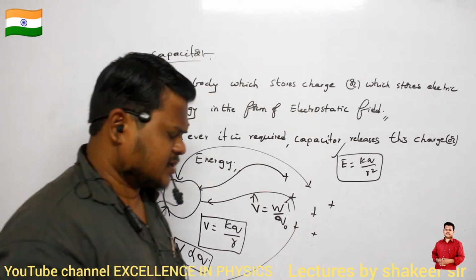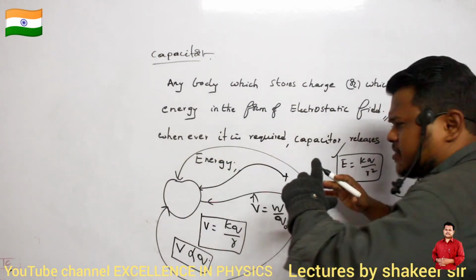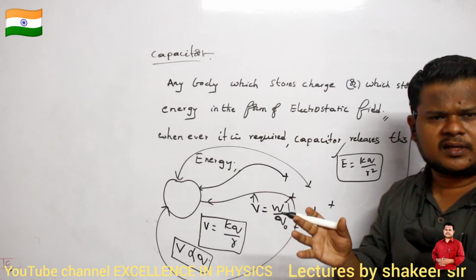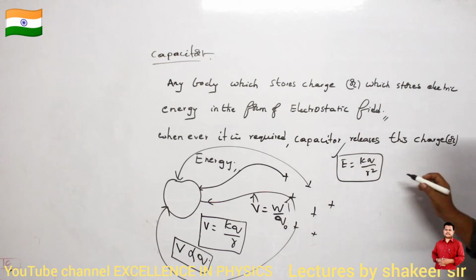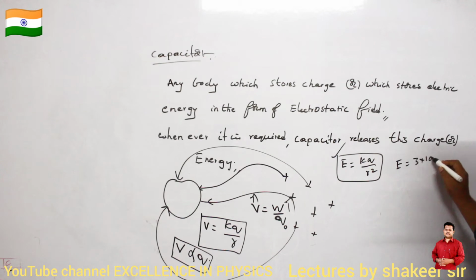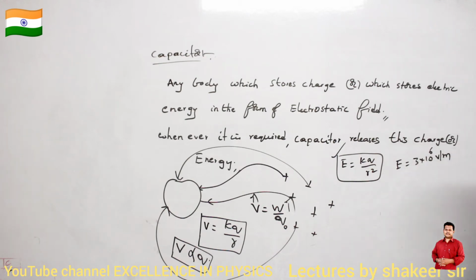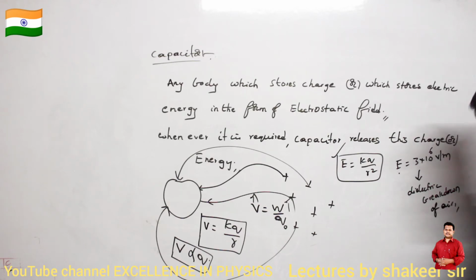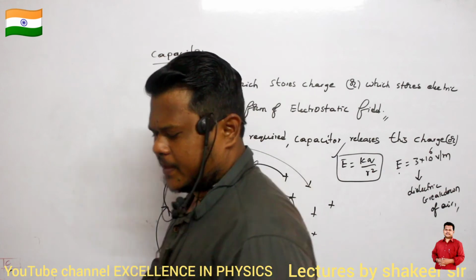Another reason is that this conductor is present in the atmosphere. And the atmosphere has a dielectric breakdown of E equals 3 into 10 power 6 volts per meter, or newtons per coulomb. Are you able to understand? So what is this value called? This is called the dielectric breakdown of air.